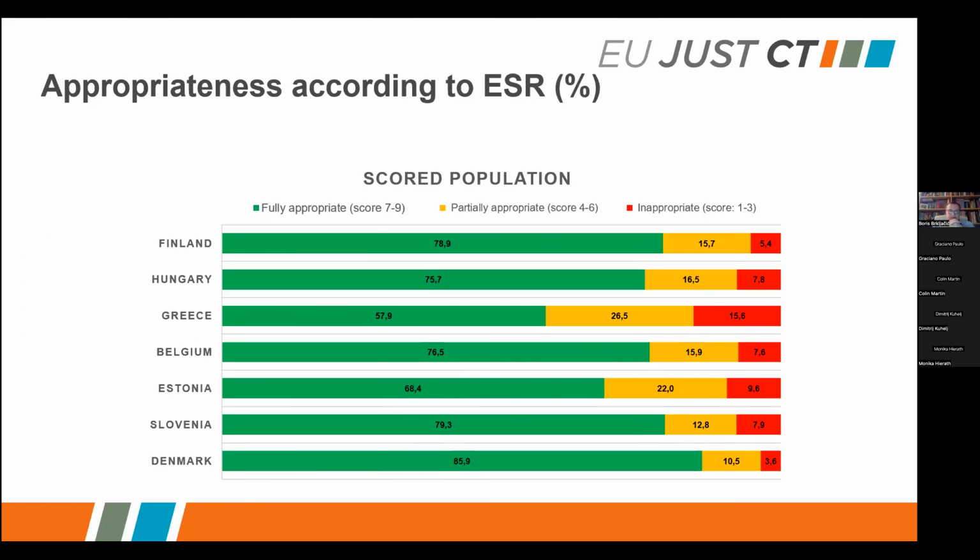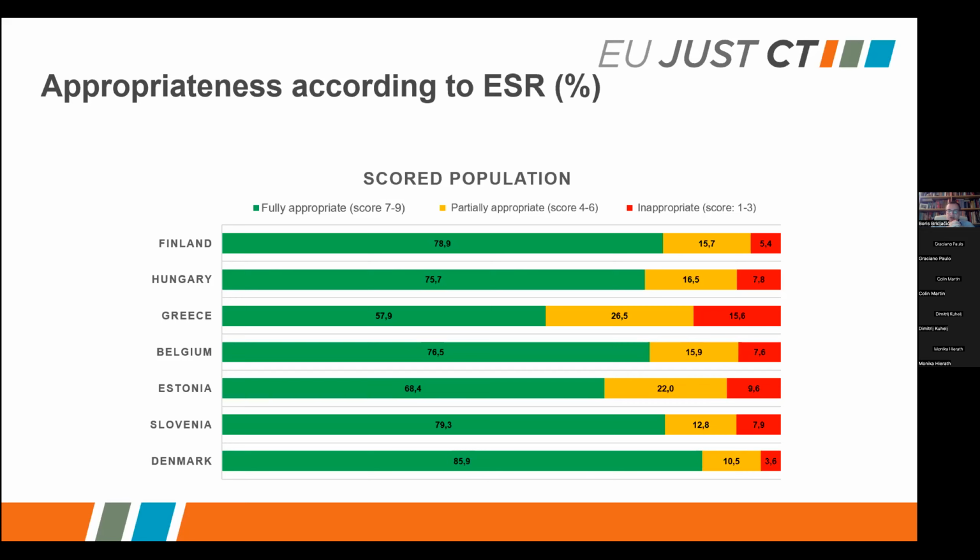Now, these are the data of fully appropriate scores, but this is only from scored referrals. So these are not referrals that had no or insufficient clinical data. We see that fully appropriate scores among those that were scored are the best in Denmark, over 85%, almost 80% in Finland, Slovenia, and Belgium, 75% in Hungary, 68% in Estonia, and 58% in Greece. But as I said, Slovenia and Greece had a lot of referrals that couldn't be scored.